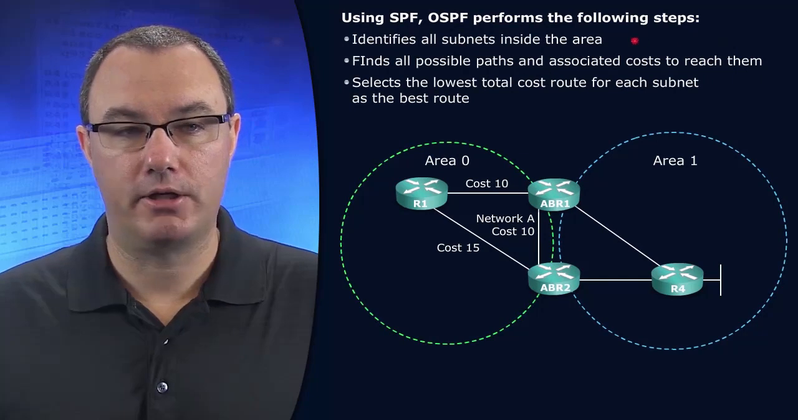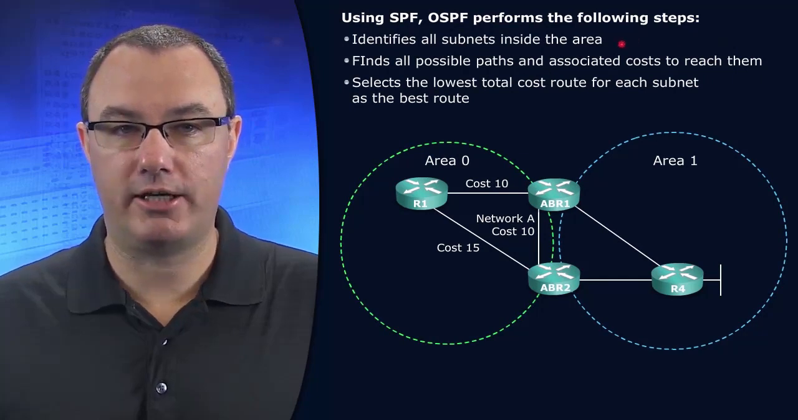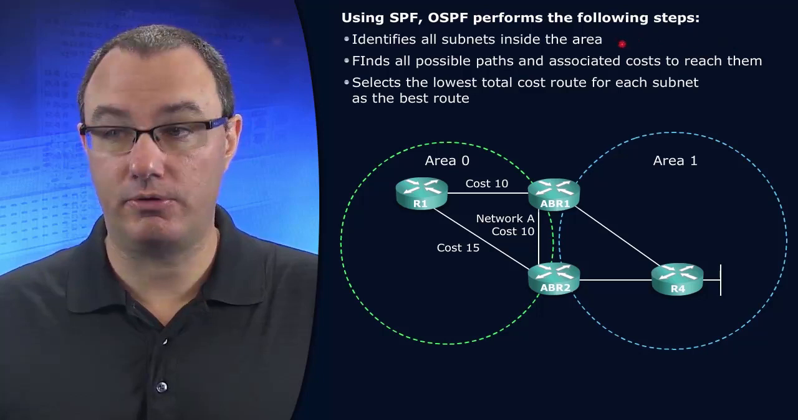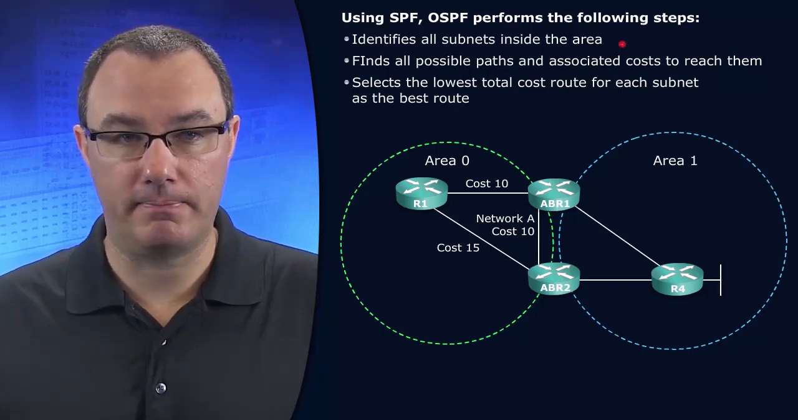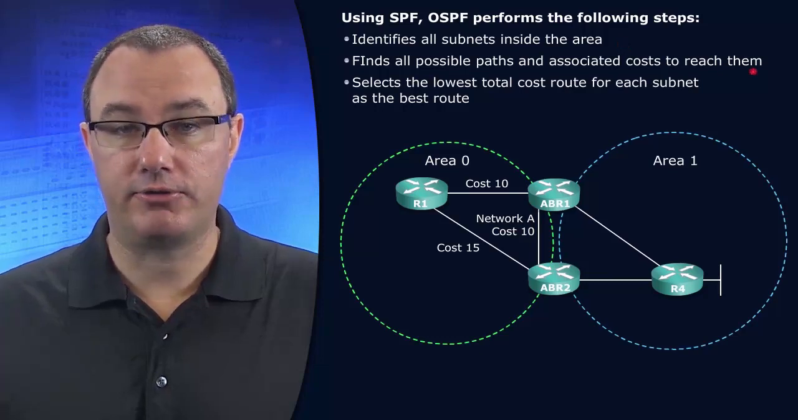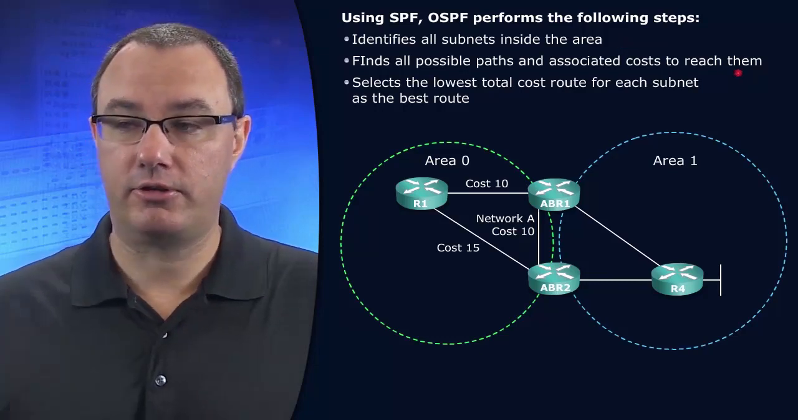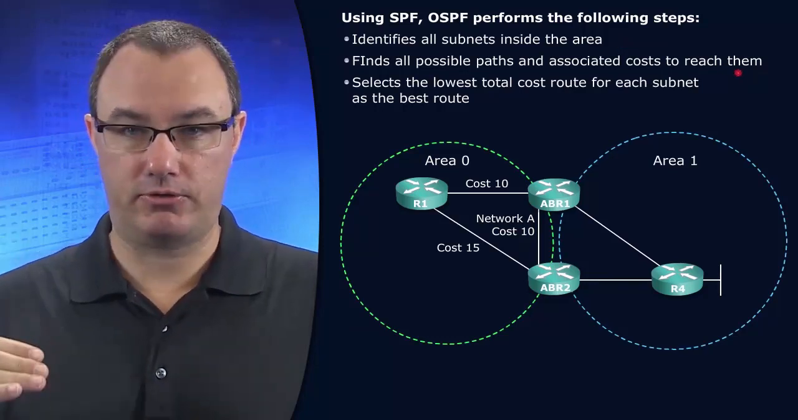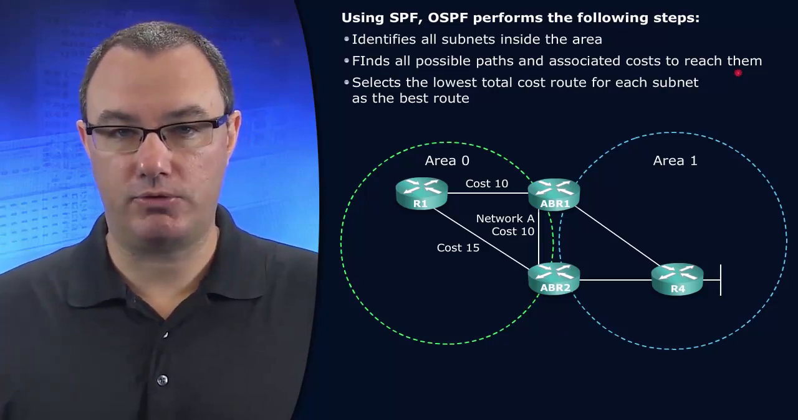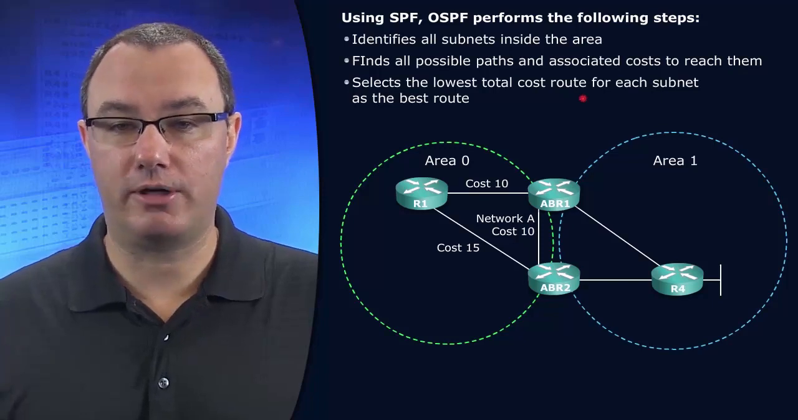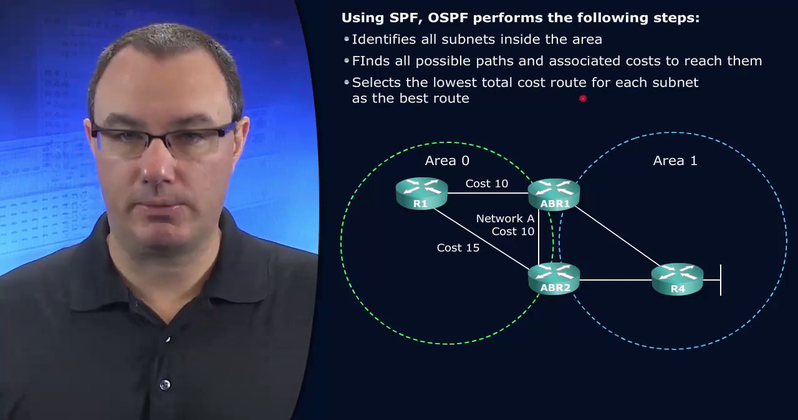Well, first we have to know the listing of all of the routes, the prefixes in our own area. And then Dijkstra's algorithm gives us the best way to reach each of those. We run Dijkstra's algorithm whenever we have to reach a new subnet. We then install the lowest route. So that's intra-area routing information.